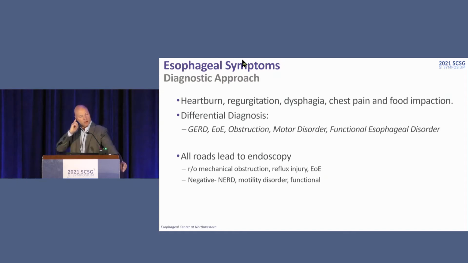So one of the things that I'm always struck by with the esophagus is that when you think about the symptoms you encounter in the esophagus, heartburn, regurgitation, dysphagia, chest pain, and food impaction, when you sit there and try to get that history in your clinic, the differential diagnosis for all of that can be quite varied. So when you think about that, the most common thing most likely could be GERD, just based on pure prevalence, but certainly you're thinking in the back of your mind, EoE, maybe this is a mechanical obstruction, could this be a motility disorder or a functional disorder?